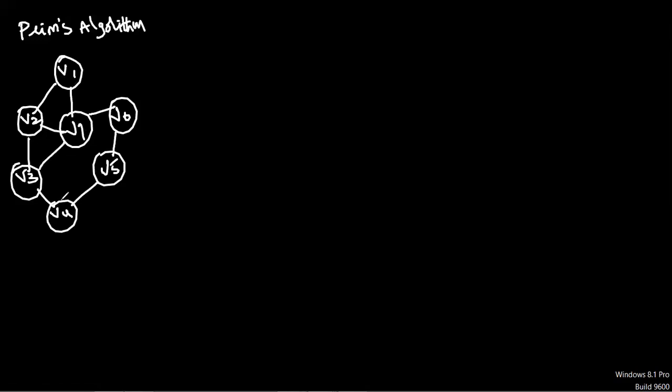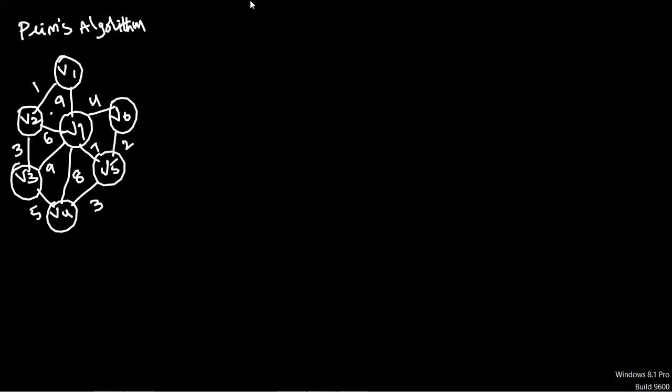V1 to V2 with cost 1, V2 to V3 with cost 3, V3 to V4 with cost 5, V4 to V5 with cost 3, V5 to V6 with cost 2, and V6 to V7 with cost 4, and 9, 6, V2 to V6, V3 to V7 9, V4 to V7 8, here 8 and 7. This is the graph for Prim's algorithm.